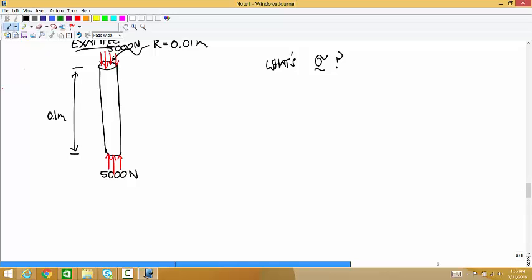Well, we have to take this 5,000 Newton force and represent it as a force per area. This meets the requirements of a stress element because the face at the top has an equal and opposite traction to the face on the bottom, and there's no shears. It's only normal stresses.